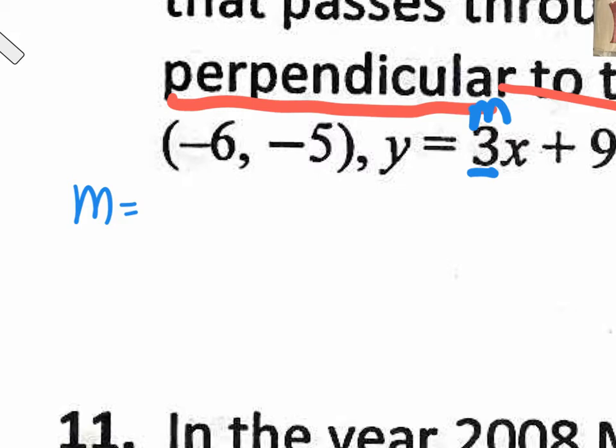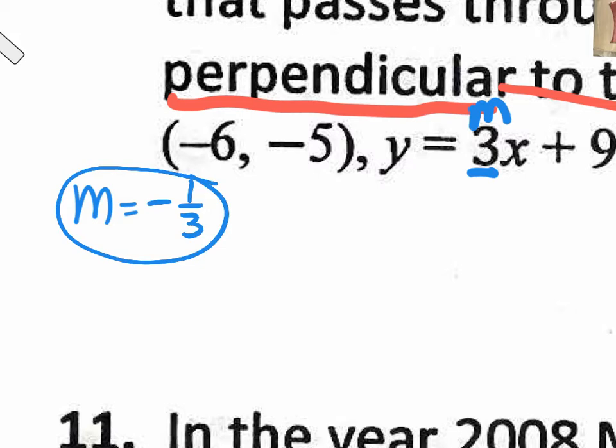Your m value is going to be, if it would have said parallel, it'd be the same exact slope. Okay, on perpendicular, you change the sign and you flip the fraction. So what's it going to be? Negative 1 over 3, negative 1/3. Okay, we all need to know this by next week for the final.